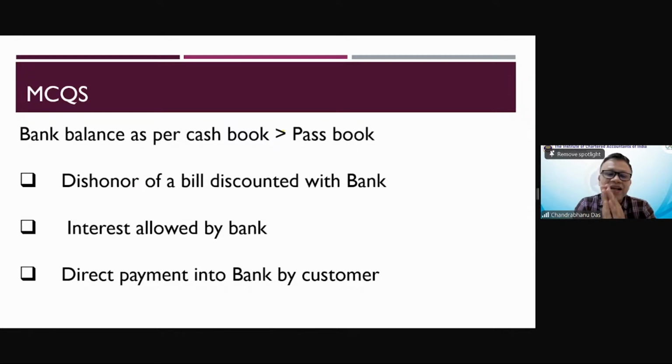Here, bank balance as per cash book is more than the passbook. What can be the reason? Just see here which transaction is not known to the cash book, which increases the bank balance as per the cash book. Which transaction is not known to the cash book, but it is known to the passbook, which reduces the balance. Now, there are three different transactions. All of them are known to the bank, not known to the cash book. But which transaction reduces the cash balance?